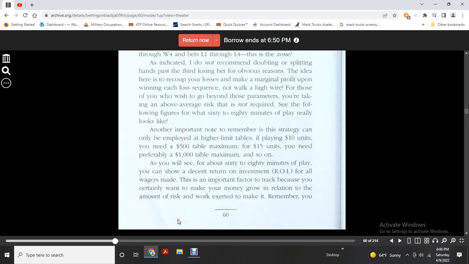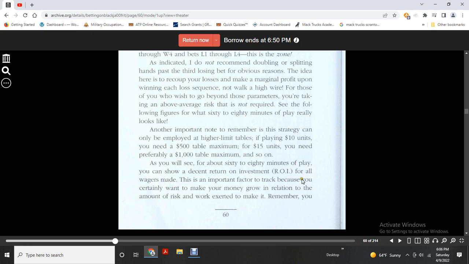Another important note to remember: the strategy can only be employed at a higher-limit table. If playing 10 units, you need to play a $500 table maximum; for 15 units you need to play preferably a $1,000 table maximum, and so on. As you see there, about 60 to 80 minutes of play should be the direct return of the investment for all of the wagers made.